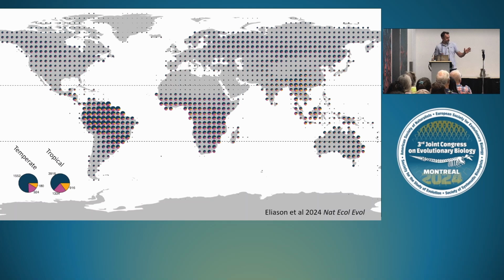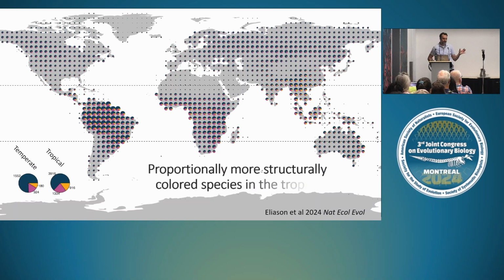Does it exist in structural color? So yes, it does. If you kind of squint, I did these pies, but it doesn't show it maybe as strikingly, but it was a good way to show all the data. We do find that there are proportionally more structurally colored species in the tropics. If you look at the pie charts in the lower left, that's the summary overall. There are more iridescent species, 1,300 compared to 324, and also non-iridescent structurally colored species, 916 to 180.